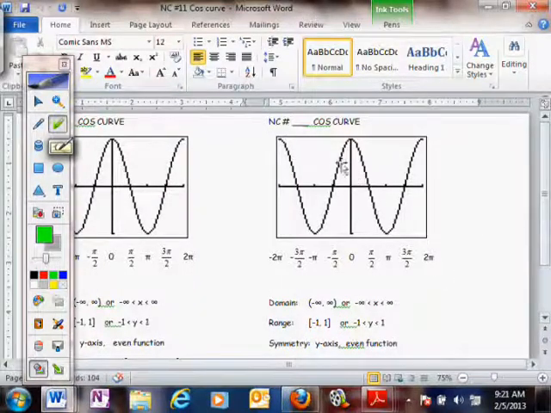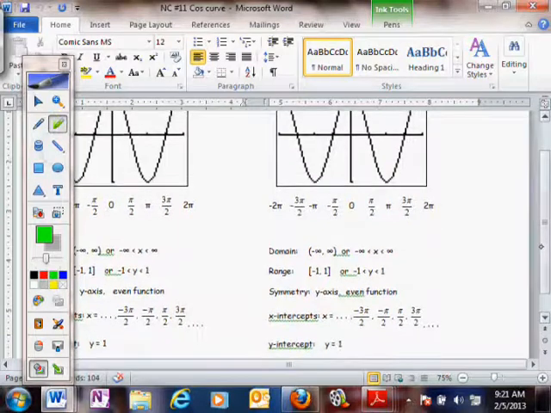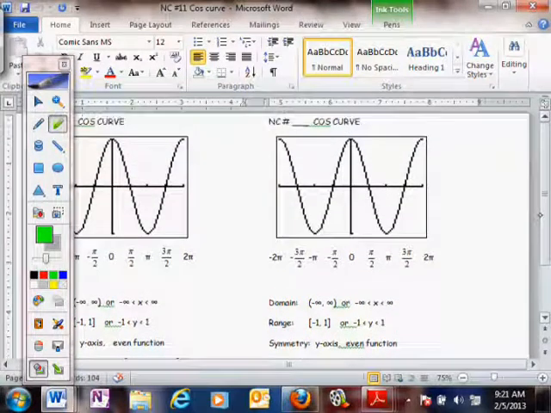This function has y-axis symmetry. The y-axis is acting like a mirror here. This piece looks like it's reflecting in the mirror, and it's over here. The x-intercepts are at values of pi halves, and the y-intercept is at 1.